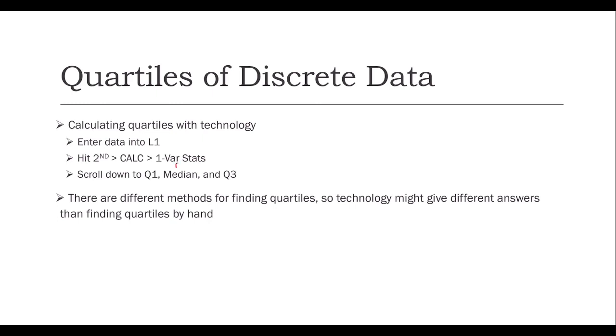Your median is also your Q2, and then your max is technically your Q4. There are different methods for finding quartiles, so technology might give you a different answer than finding those quartiles by hand. And that's why your numbers would differ.